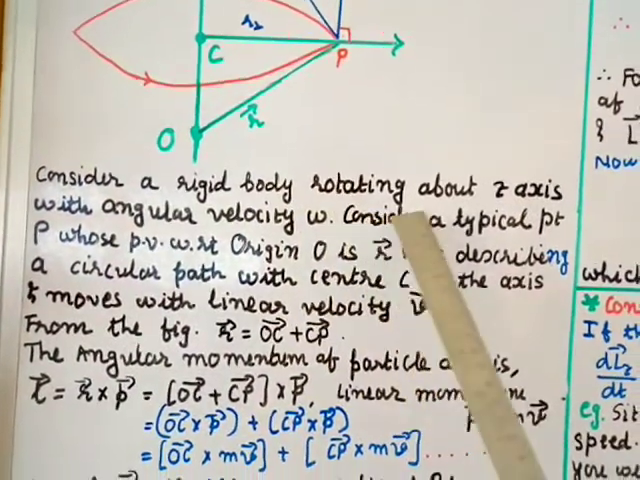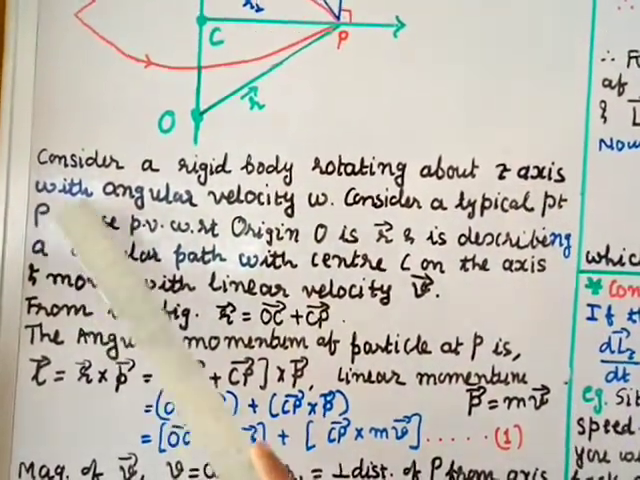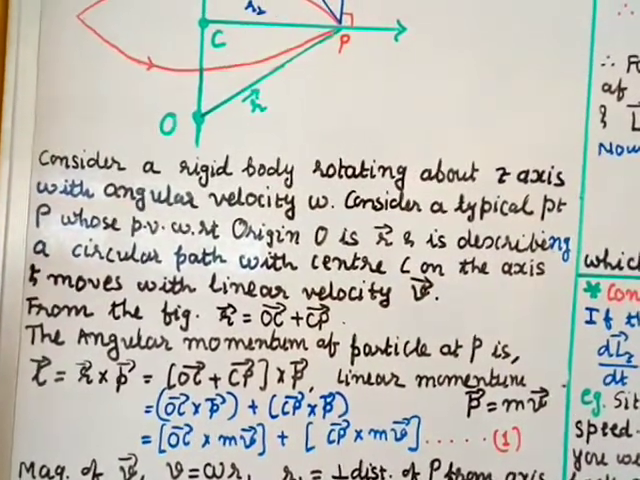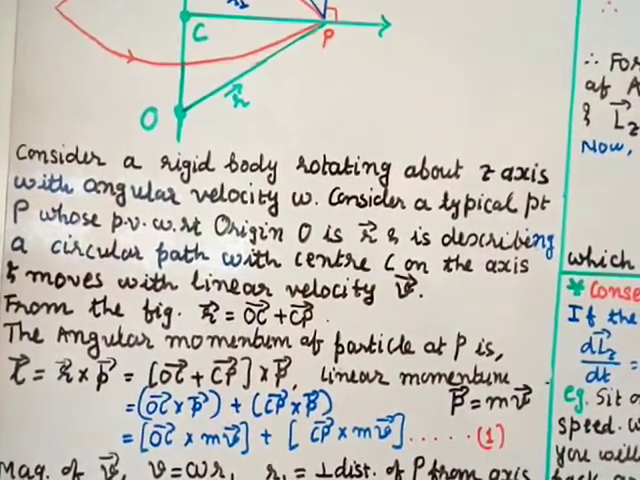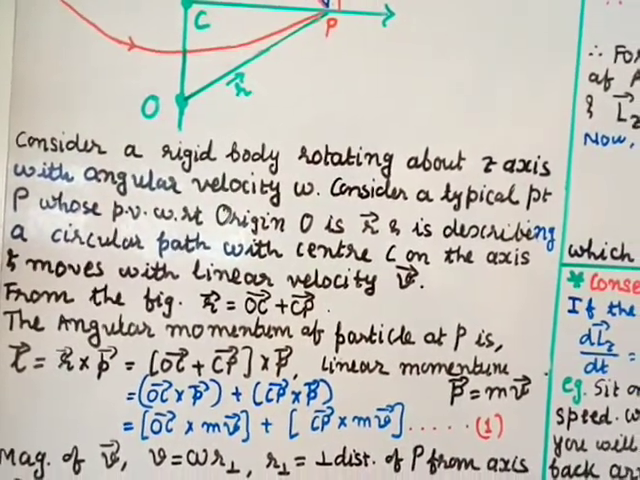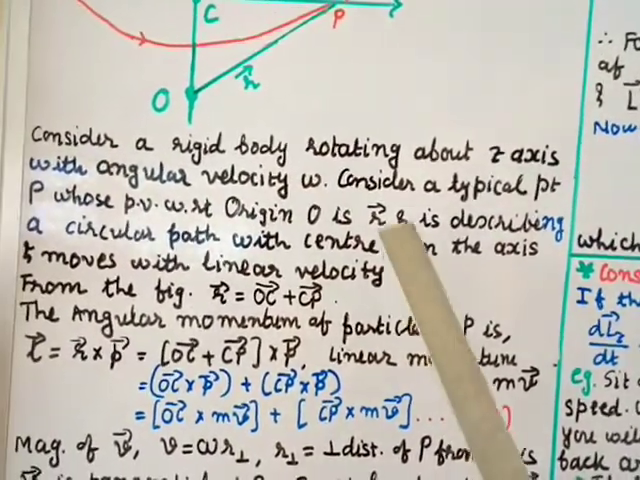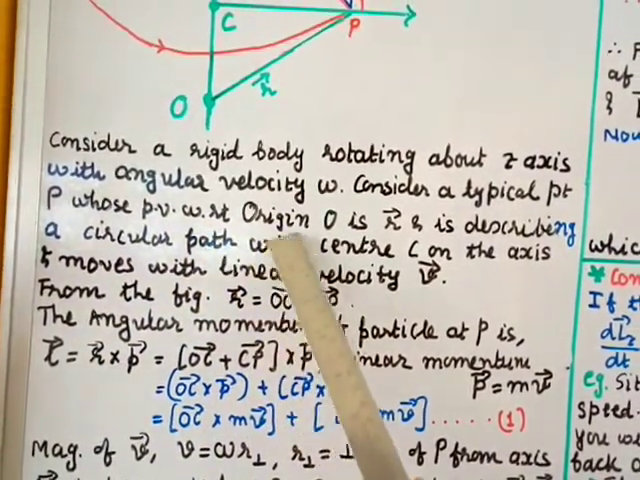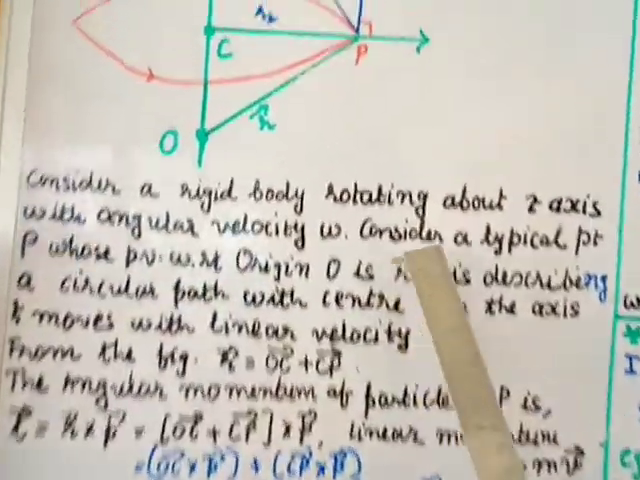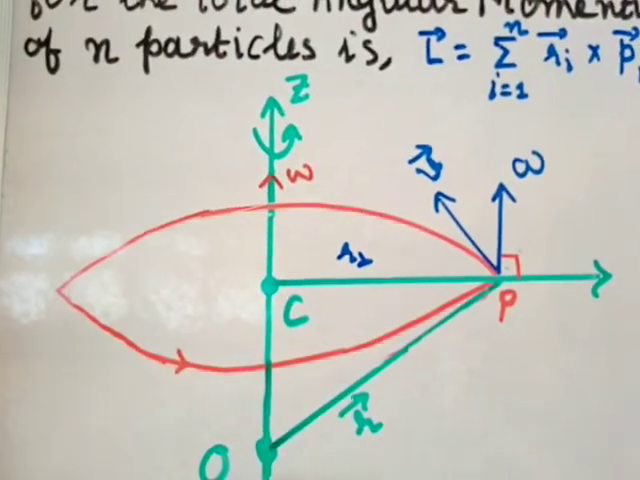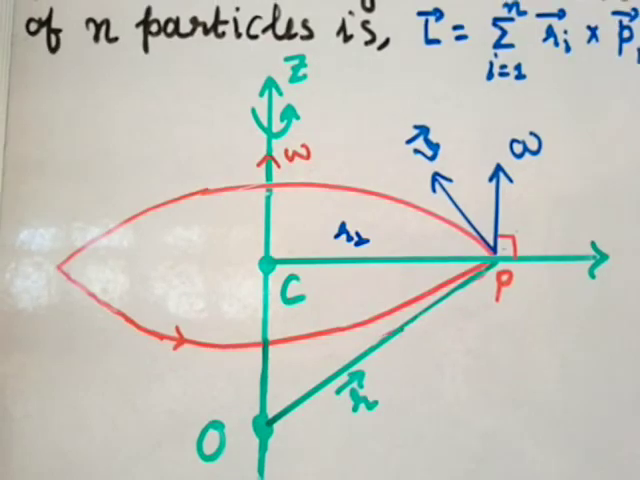Consider a rigid body rotating about the z-axis with angular velocity omega. The whole body will have the same angular velocity, that is omega. Consider a typical point P whose position vector with respect to the origin O is vector r.